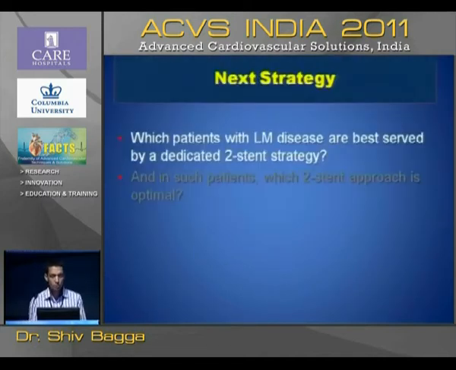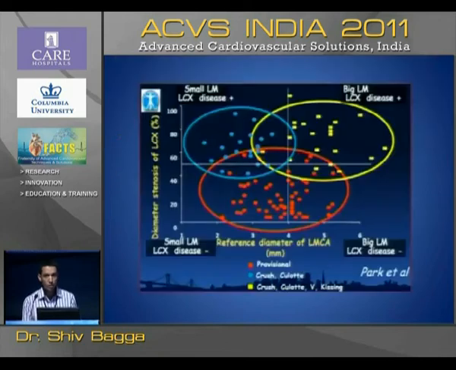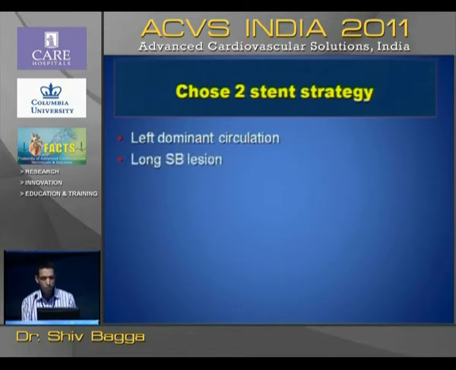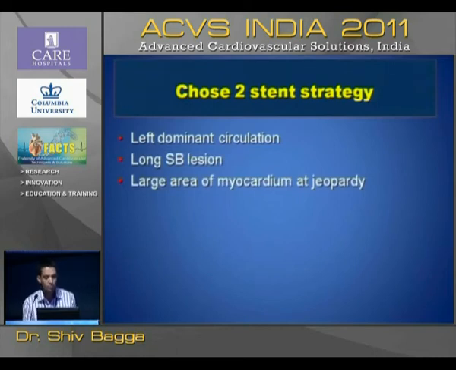But the issues regarding PCI, we had to decide regarding which was the best two-stent strategy, and in such patient, which two-stent approach is optimal. There definitely are subgroups of patients with left main bifurcation who have to be subjected to a two-stent strategy, as from the data from the MAIN-COMPARE registry. So I chose a two-stent strategy for this patient, considering the left dominant circulation, a long side branch lesion in the left dominant circumflex, and a large area of myocardium at jeopardy.